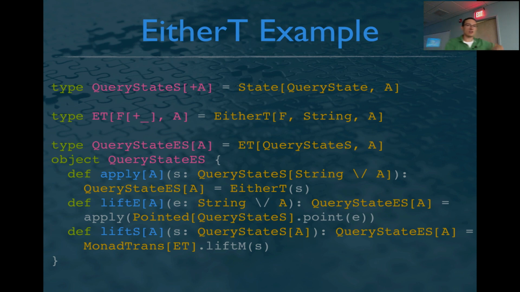So the implementation here, you can see, just uses that point that we talked about earlier. It could also have used state.state. But it basically says take the either and point it, which now gives us a state that wraps an either. And then call apply, because apply does that exact thing, right? Given a state that wraps an either, it can give you an either t back.